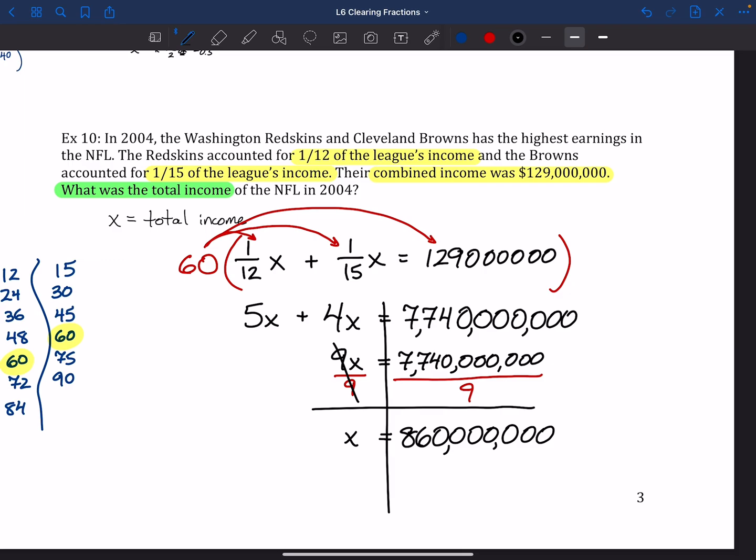The total income of the NFL in 2004 was just a paltry amount, just $860 million. I don't even know if this information is 100% correct. That sounds pretty low for the NFL, right? But anyway, word problems, we can tackle them pretty much the same way that we did the other types of problems. So again, if you have questions about any of these, let me know. We can talk through this. Again, it's not an easy thing, so if it's making sense, kudos to you.